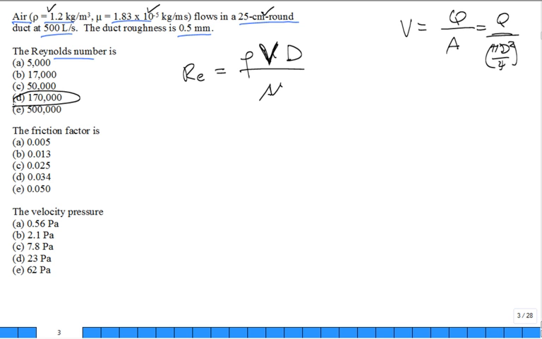170,000. Okay. Is it dimensionless, or are there some units on there? Is it something like meters squared per second? It's a Reynolds number. It's dimensionless. Okay.